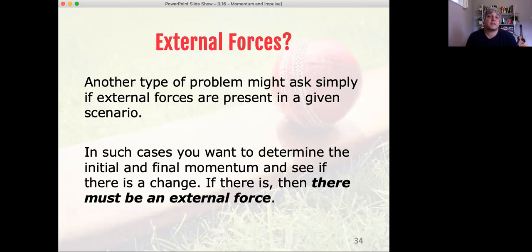Another type of problem might ask simply if external forces are present in a given scenario. In such cases, you just figure out the momentum before and the momentum after. If they're the same, then there's no change in momentum, then there's no external force. But if they're different, then there must be an external force. That's the only way the momentum of our system could change.